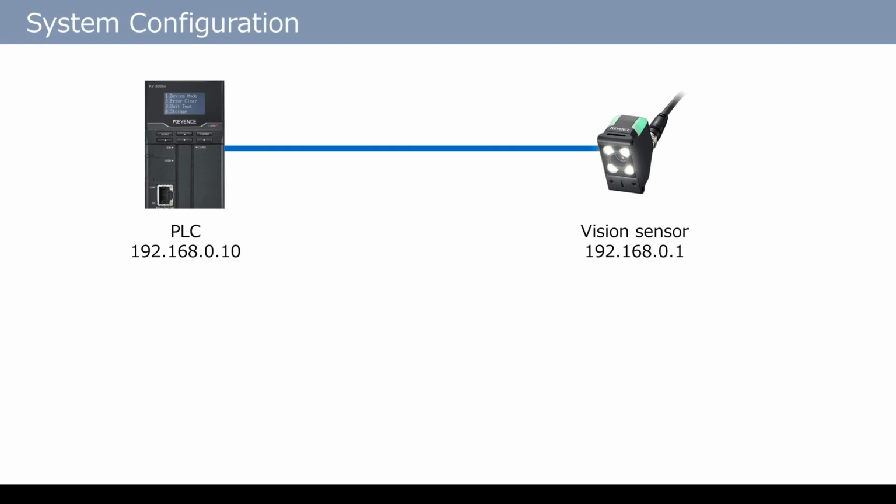Now, I will explain the procedure to connect to Keyence Ethernet IP units. This time, I will connect the PLC and a vision sensor and set up Ethernet IP communication. These IP addresses have been set to the PLC and the vision sensor in advance.